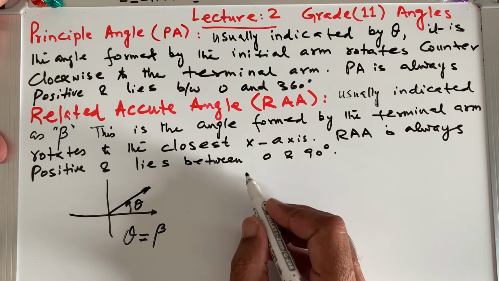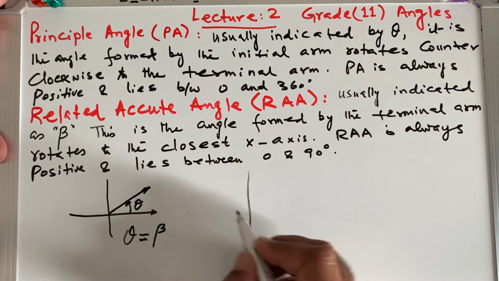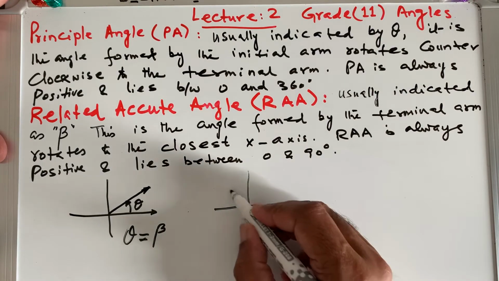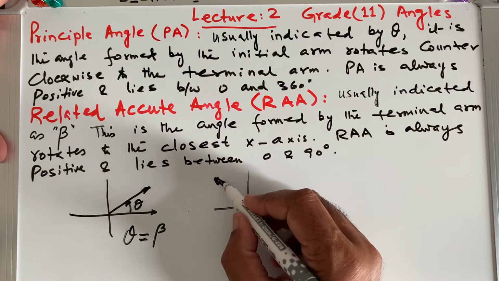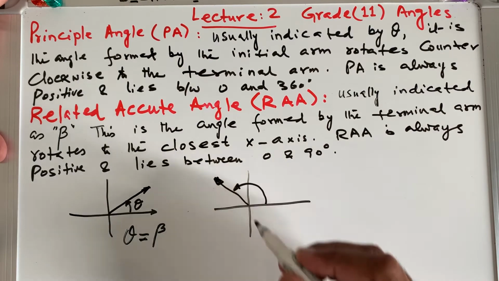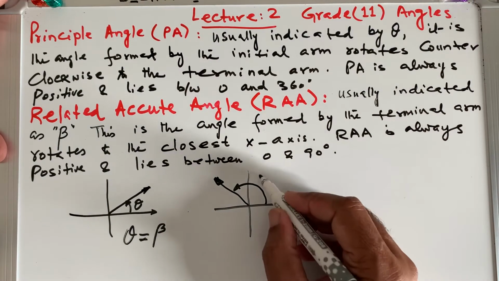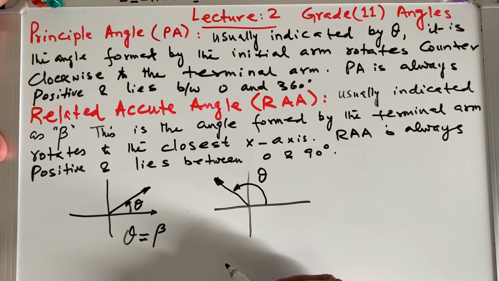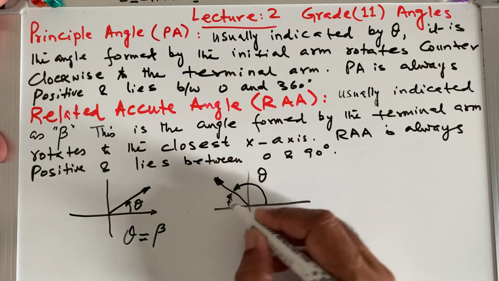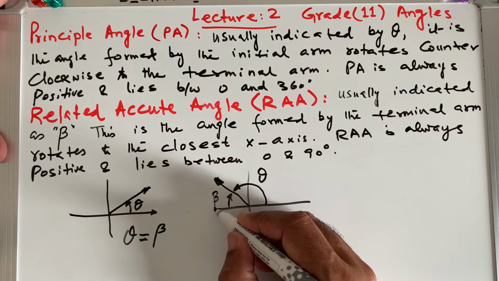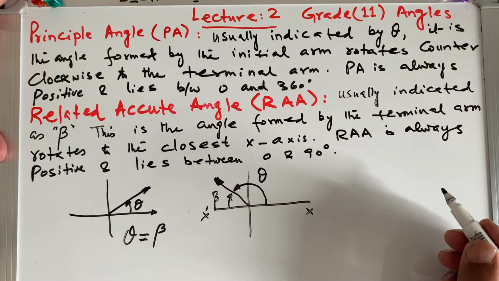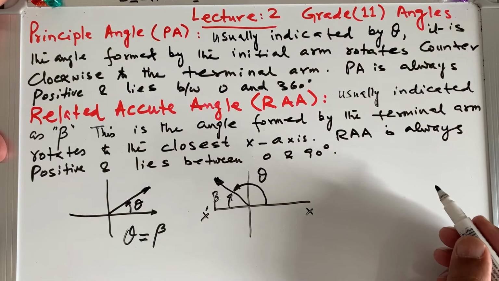But in the other case, if I have the angle indicated like this, what is my theta? As per definition, my theta is this. But what is my beta? My beta will be measured to the closest axis. This one is my beta. This is my closest x-axis, right? So this is my beta in picture 2.